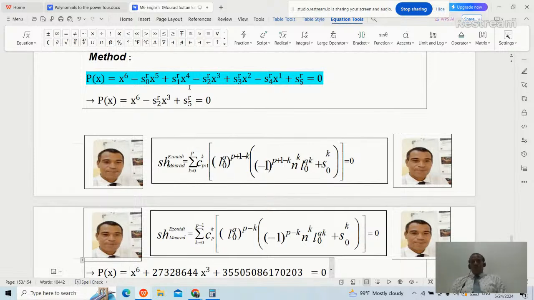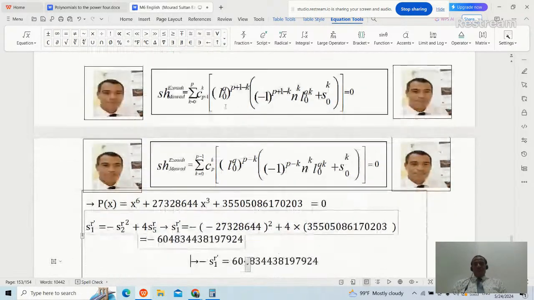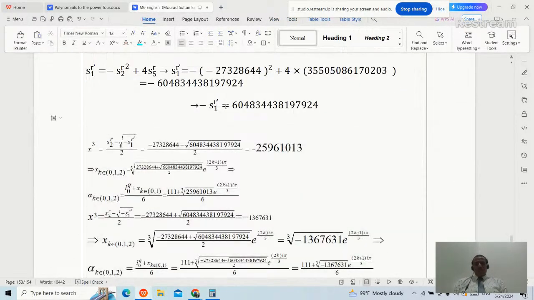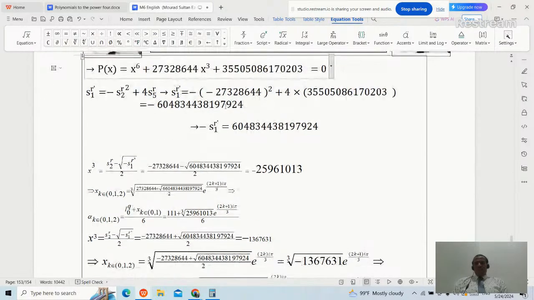Therefore, this one is 0, S1 is 0, S3 is 0, S4 is 0. It remains only S2 and S5. I will write my polynomial to the power 6 as x raised to the power 6 minus S2 of order R x cubed plus S5 of order R. I will replace S2 and S5 with their values. I will obtain this. This is the value of negative S2, and S2 is negative, so negative negative is a positive sign.